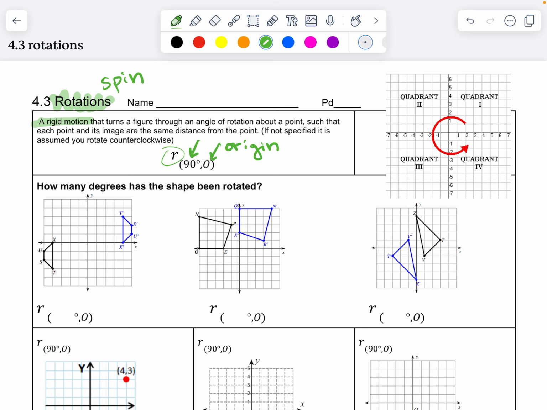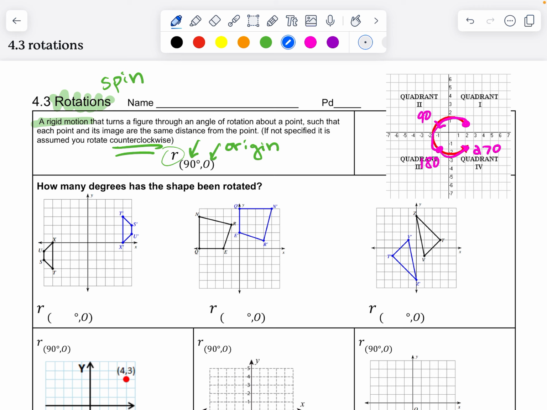We are always in this class going to move counterclockwise. Yeah, if it doesn't say, it's counterclockwise, which is this direction. So if I were to start in quadrant 1, a 90-degree rotation would be right here. A 180 would be right here. 270, right there. 360 would end up right exactly where you started.